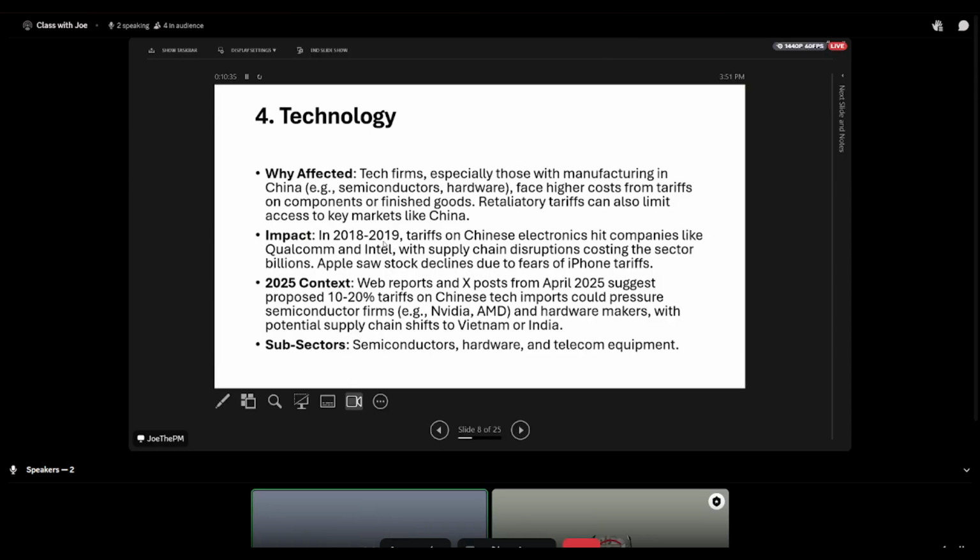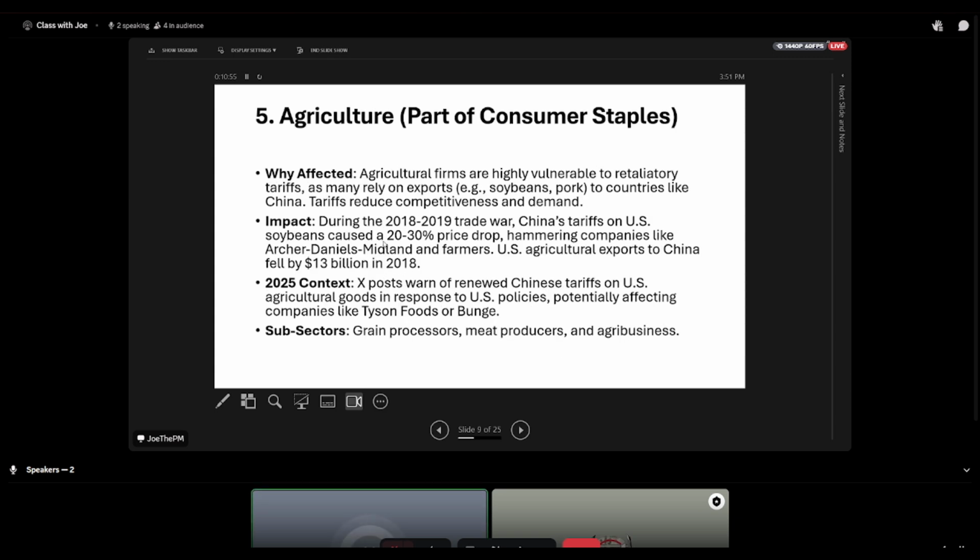Technology, obviously, your big cap tech stuff, your NVIDIA, your AMDs, your Apples, is going to be massively negatively influenced. The smaller technology companies aren't going to be hurt as hard. But anyone who's got their revenues massively coming from overseas is going to be crushed, specifically on the equipment side, the semiconductors.